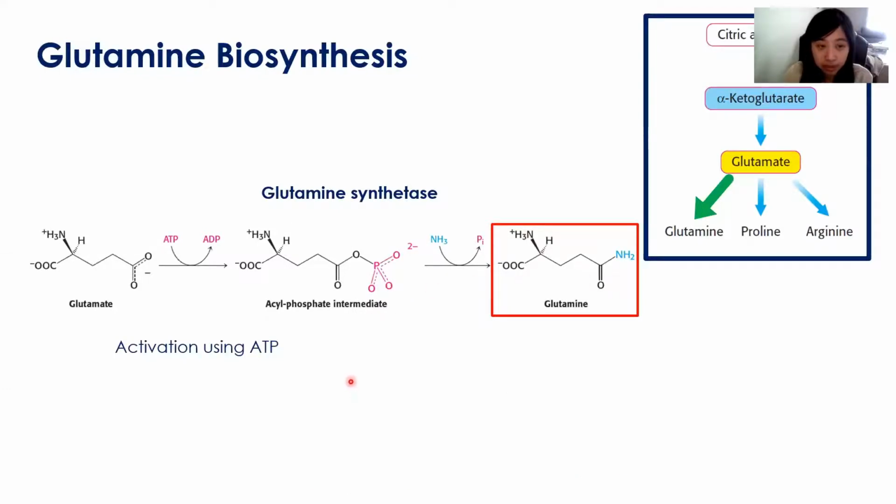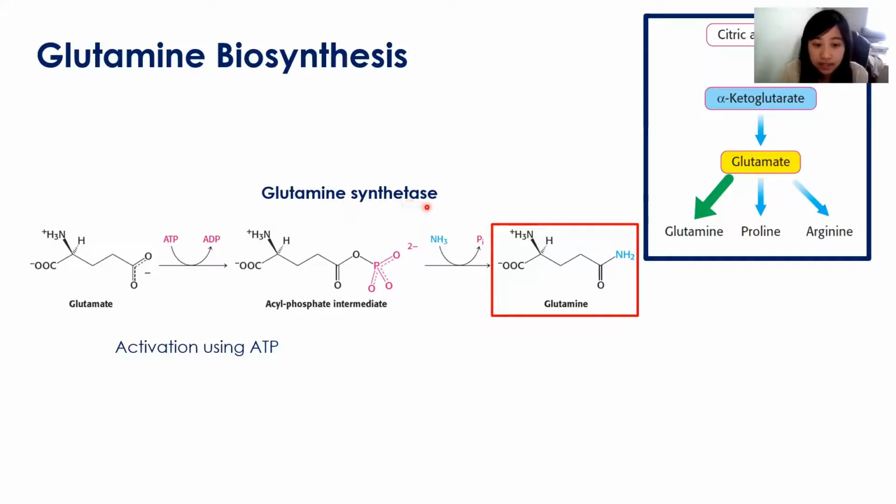Now, glutamine biosynthesis can occur in one step by converting glutamate into glutamine. So glutamate can first be activated using ATP in order to add that phosphate group on there. And then this activated intermediate will be attacked by ammonia, which gets rid of the phosphate and adds the ammonia on there, making glutamine. And this reaction is catalyzed by glutamine synthetase.